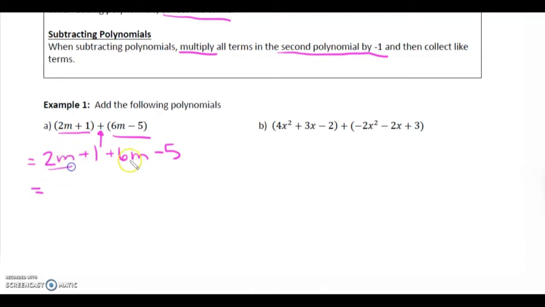So we're going to collect 2m plus 6m is going to equal 8m. And then 1 minus 5 is going to be equal -4. And that's it. Okay, these can't collect because one of these terms has an m on it and the other term doesn't have a variable on it.